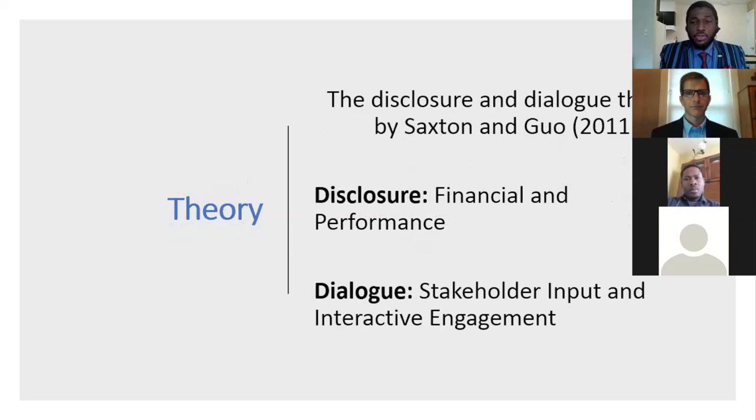So the theory I used to conduct this research is known as the disclosure and dialogue theory. And this was proposed by two scholars, Saxton and Guo. They are actually the first two scholars that dealt with online accountability in the nonprofit sector. And that theory, as you can see, has two different components: the disclosure component, which also has two aspects, financial disclosure and performance disclosure. And the second component of this theory is the dialogue component, which also has two aspects, stakeholder input and interactive engagement. I will come into further details regarding those components of online accountability in my method section.